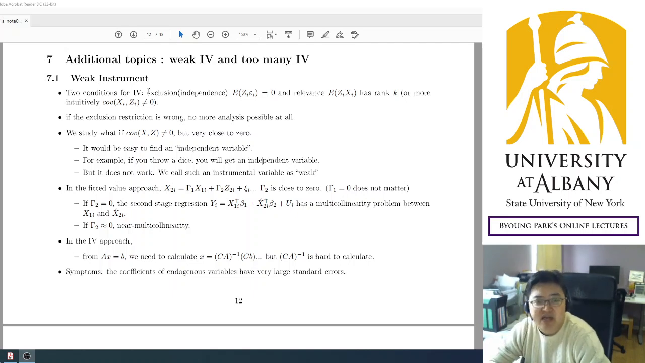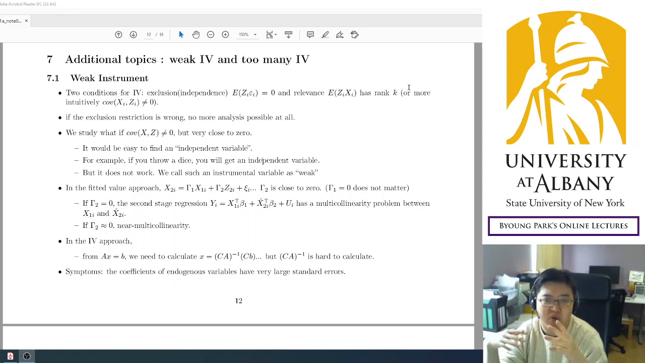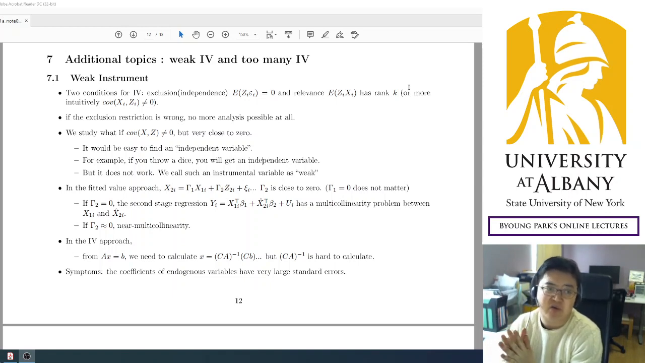However, less attention is paid on the relevance assumption. The relevance condition, or the non-zero covariance condition, is important, but we don't think seriously enough about this problem. So let's think about this. By the way, to study that more theoretically is much more complicated, so I am not going to discuss the details about weak instrument.